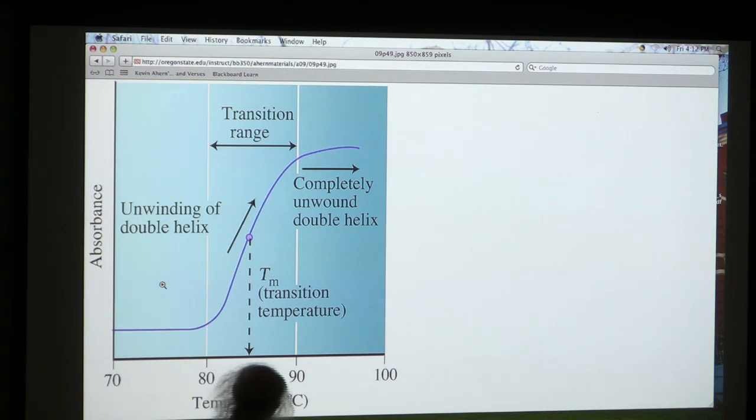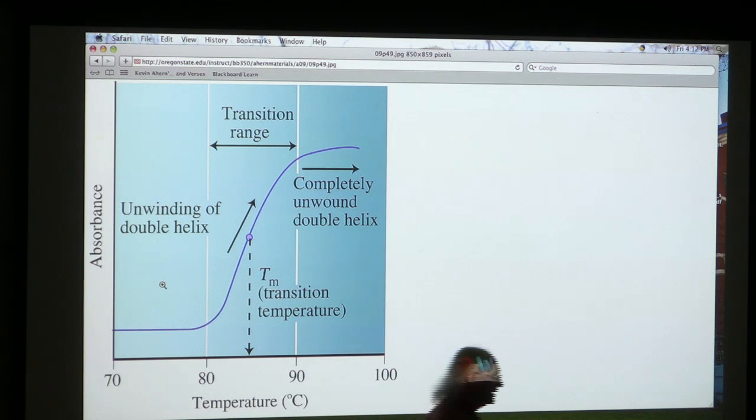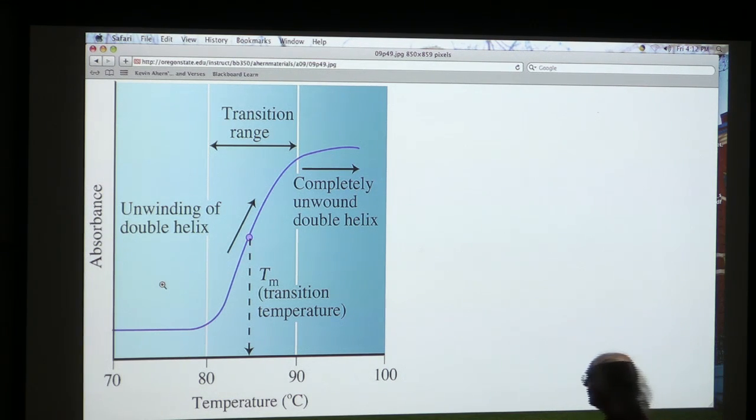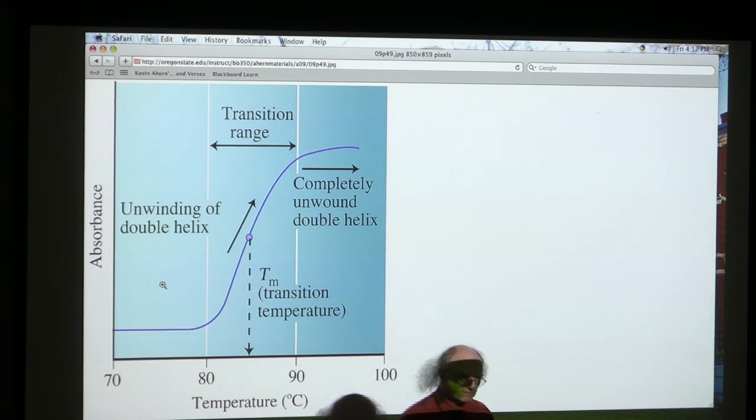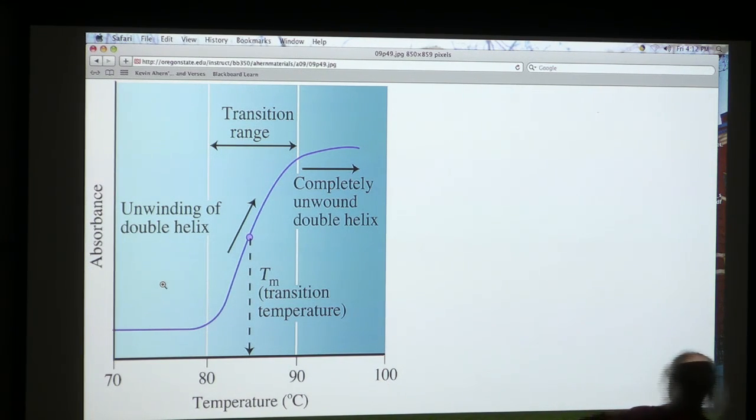Well, that turns out to be really useful because it tells me that I can detect when DNA is double-stranded or single-stranded by starting to heat it up and watching what happens to the absorbance. And that's what's happening right here. The Tm is called the transition temperature. It's also called the melting temperature. It is the midpoint of this transition that you can see here. The temperature at which that occurs would be the melting temperature, the melting point of the DNA.